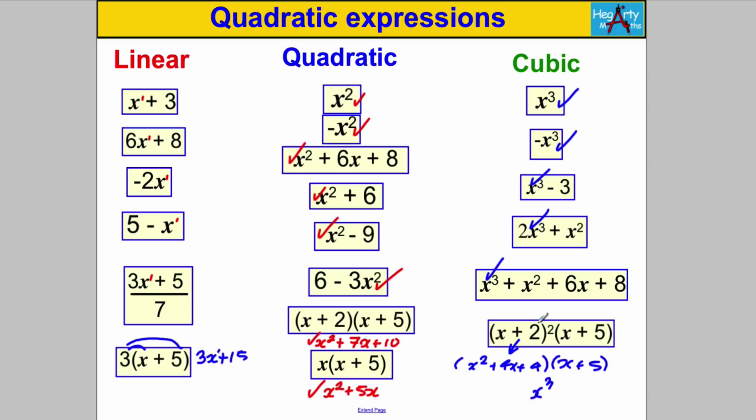And that's it for this video. All I wanted you to be able to do is recognize quadratic expressions, recognize linear expressions, and recognize cubics. For the rest of this topic, we're going to be dealing exclusively with these types of expressions, quadratics.